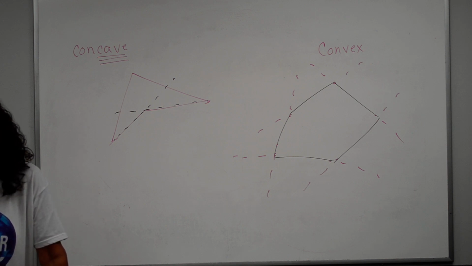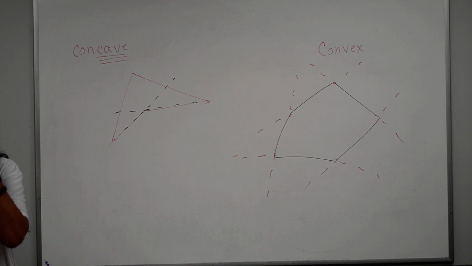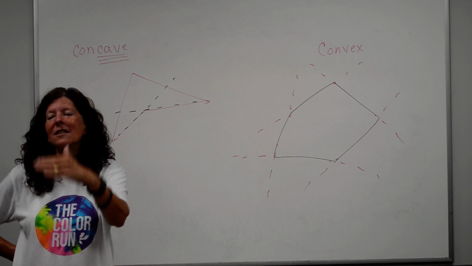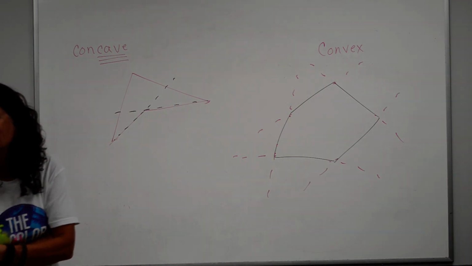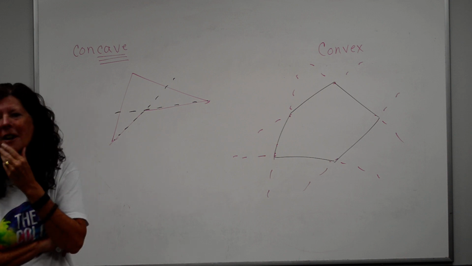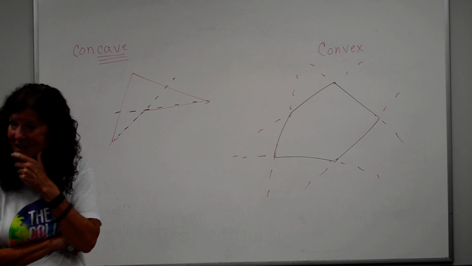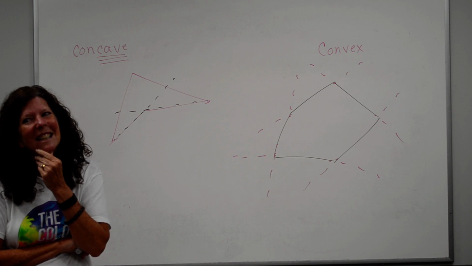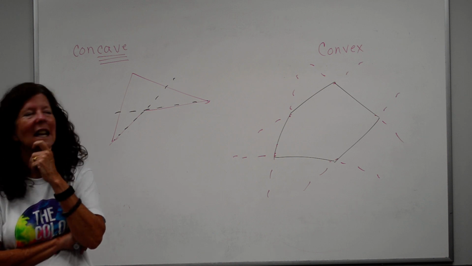7-sided is a heptagon, and remember the X comes before the P, that's how you can remember that 6 is the hexagon and 7 is the heptagon. What about an 8-sided? Octagon. 9-sided? It's called a nonagon. 10-sided? Decagon. Like a decade is 10, so it's a decagon.